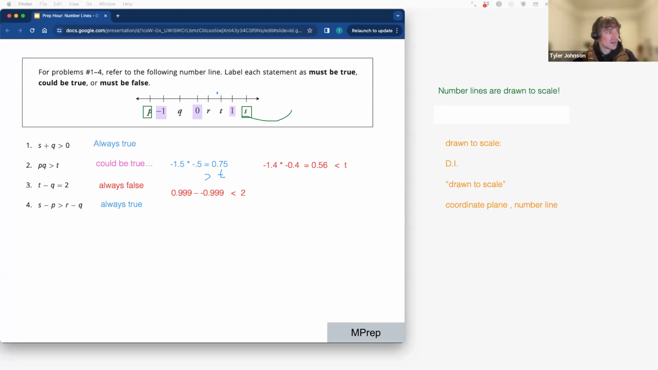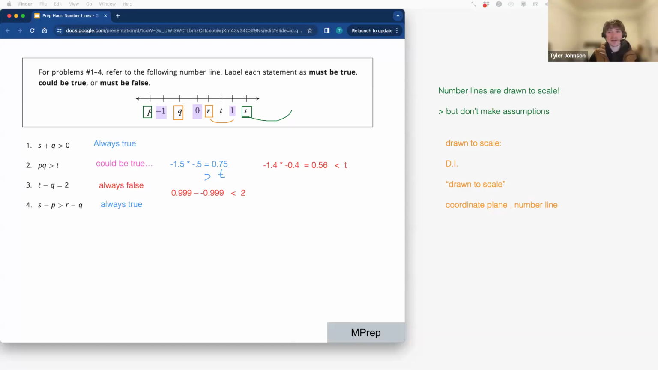Whereas with R and Q over here, put those two in orange. You're starting at R, you're subtracting a negative fraction from it. So it's also going to move further right, but with a smaller magnitude, right? You're only adding a fraction to R. So S minus P, that ends up further right. That is the bigger value.